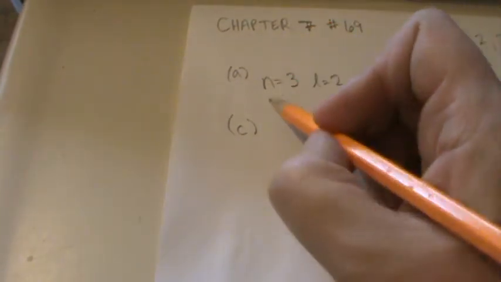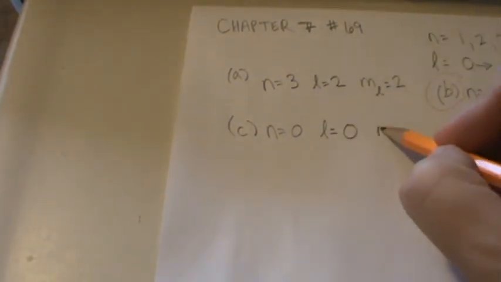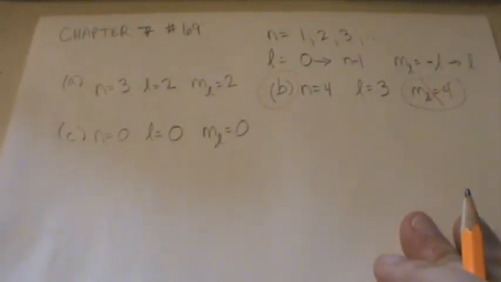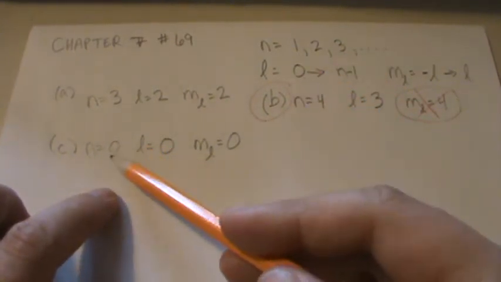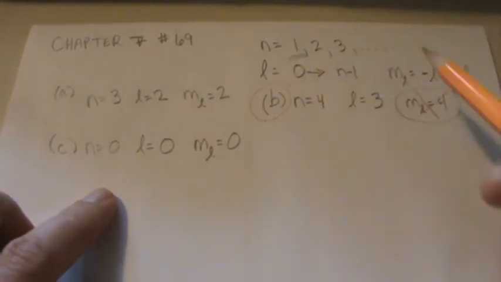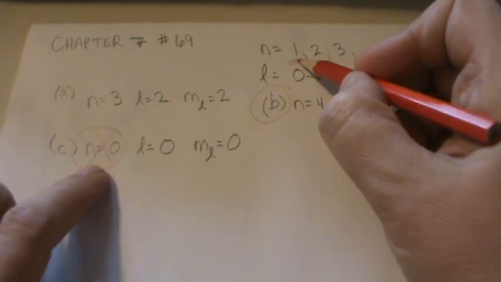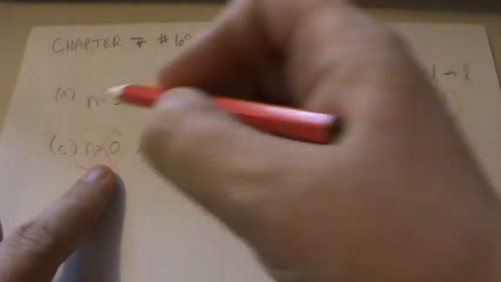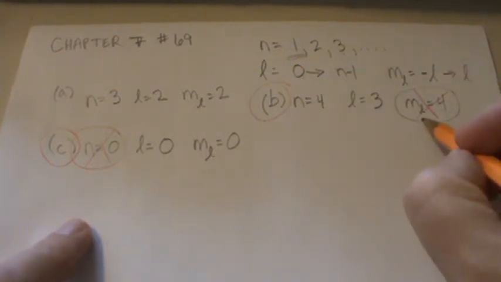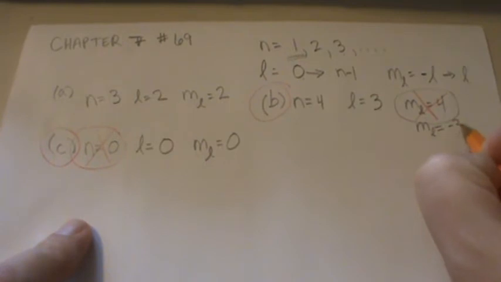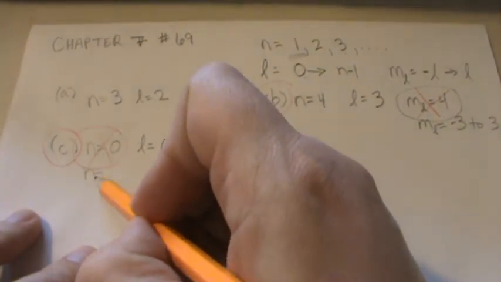And C in problem 69 says n is equal to 0, that L is equal to 0, and that m sub L is equal to 0. Now this is your 1s orbital, except for the fact that they start with n is equal to 0. And our lowest energy level says that n is equal to 1. So this is not okay because n has to start with 1. You can't have an n equal to 0. So C is also not allowed because of the n is equal to 0. So this m sub L over here could possibly be anywhere from minus 3 to 3, and those would be acceptable values. And for over here, this would be acceptable if this was an n is equal to 1, for an example.